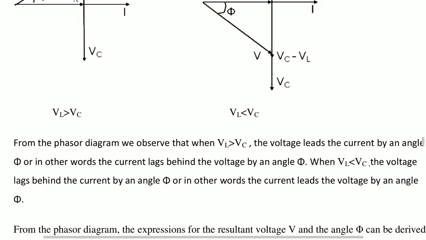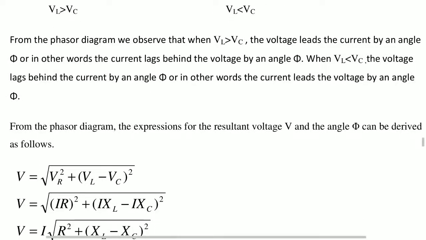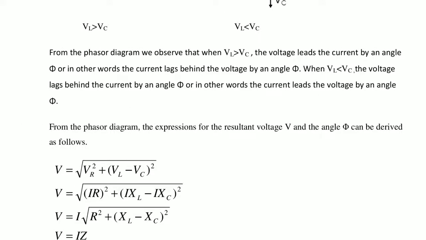Now the next case is when the capacitance is dominating, that means VL is less than VC. Here the voltage lags, that means the current leads. The voltage lags behind the current by an angle pi, or in other words, the current leads the voltage by an angle pi.